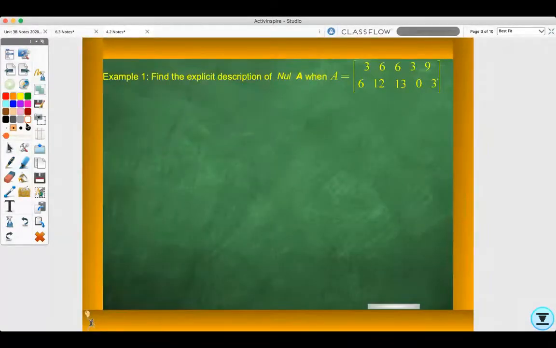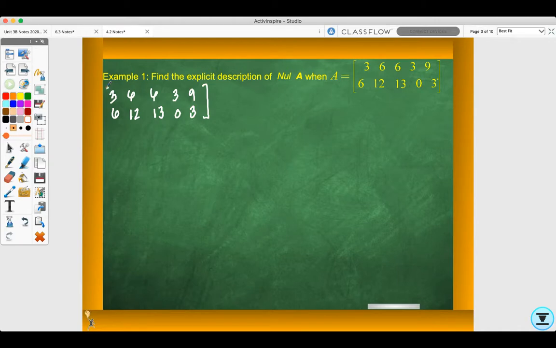Let's look at example 1. Find the explicit description of null A when A equals this matrix here. The first thing we want to do is get this matrix A into reduced echelon form.